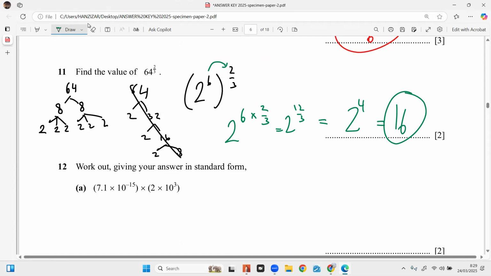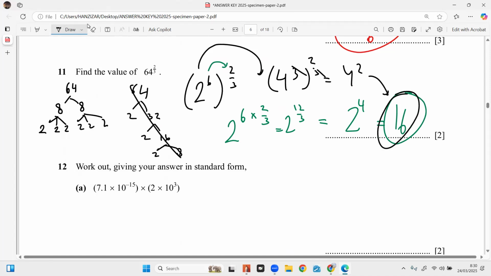Oh, yeah, sure. 4 to the power of 3 also. Okay, good question. The 2 to the power of 6 becomes 4 to the power of 3, to the power of 2 over 3, cross out, 4 to the power of 2, also 16. So the safest answer is 16. Because we don't have any certain information to convert into a whole number or into index form. Okay, guys, continue, yeah.